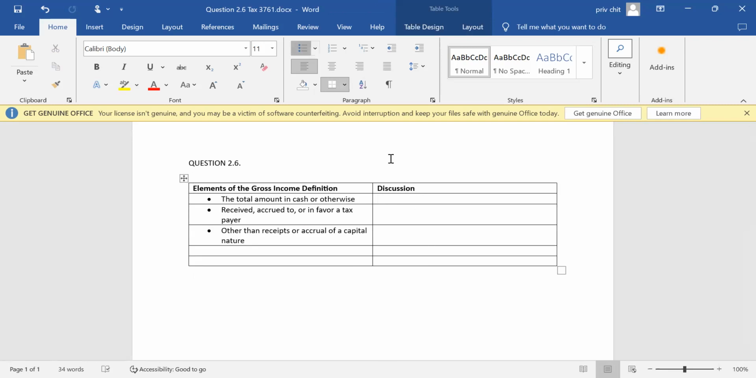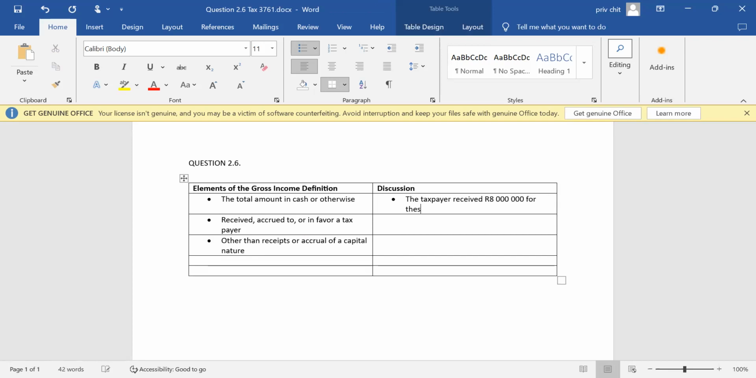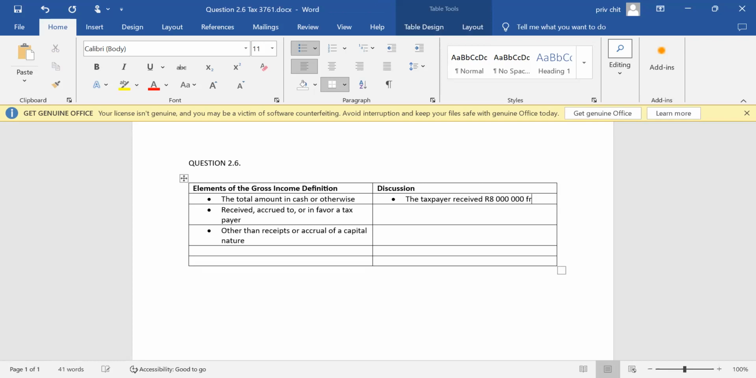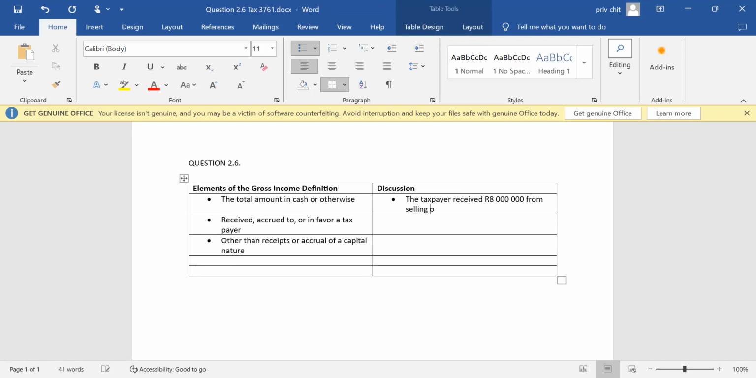Okay. Right. So now, quite clearly defined in the case scenario, we've already been given the amount which this taxpayer was paid. How much was it? 8 million rands, right? For the disposal, I mean, so for the selling of her guest house, right? This one is quite clear and straightforward. You can get half a mark just for saying that, okay?